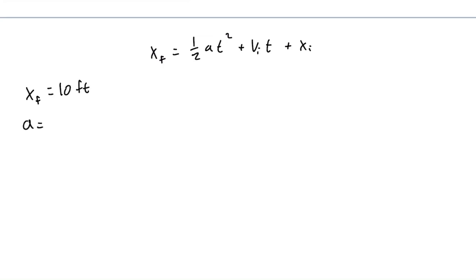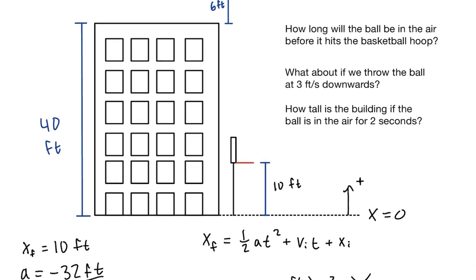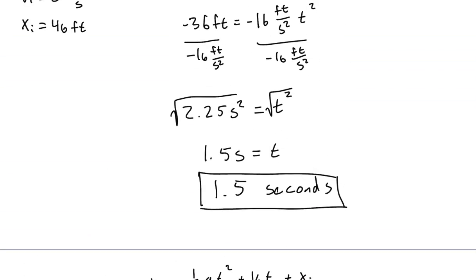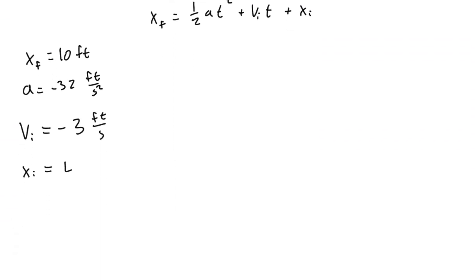Our a is still going to be negative 32 feet per second squared. Our v initial, however, is going to be, what did we say, 3 feet per second downwards. We need to make sure we get that negative. Okay, and now we have our x initial, which is still 46 feet.